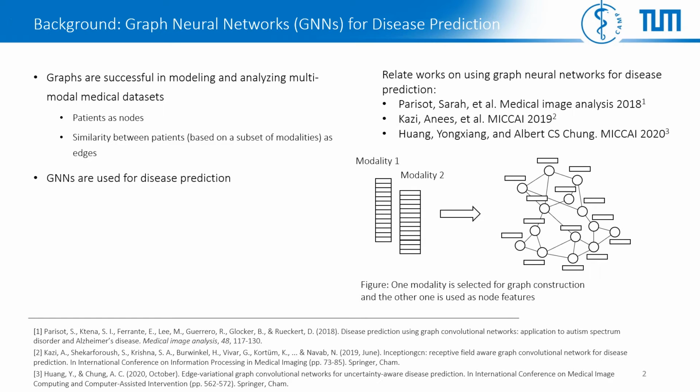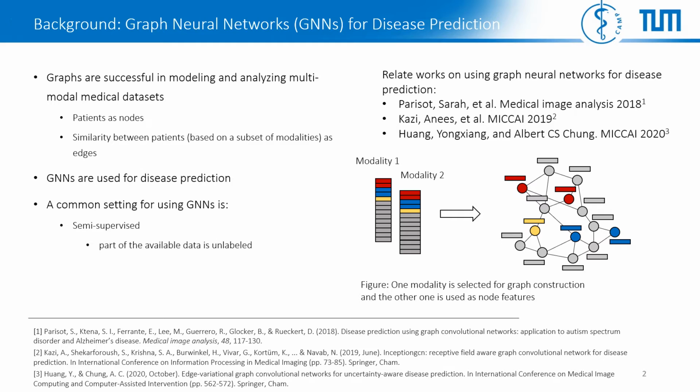Meanwhile, graph neural networks provide deep learning architectures for integrating information of graph topology and node features to extract more meaningful embeddings for disease prediction tasks. In this paper, we focus on the semi-supervised and inductive setting, where part of the training samples are unlabeled and the test samples are not seen by the model during training.